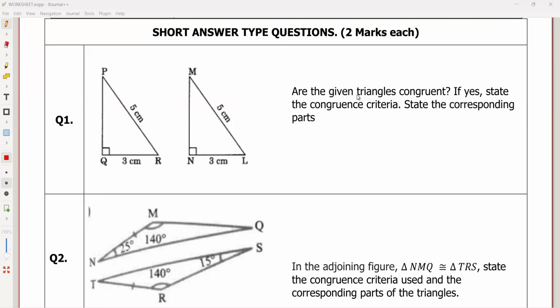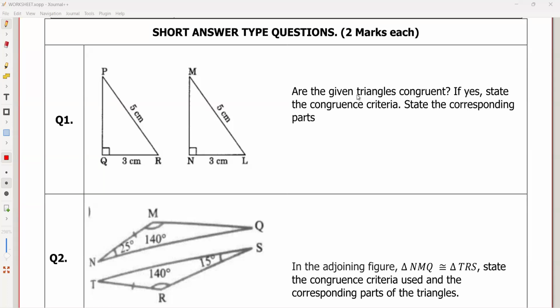Yes, sir. Are the given triangles congruent? If yes, state the congruence criteria. State the corresponding parts. Sir, it is a congruent triangle, sir. Both are congruent triangles. Okay.